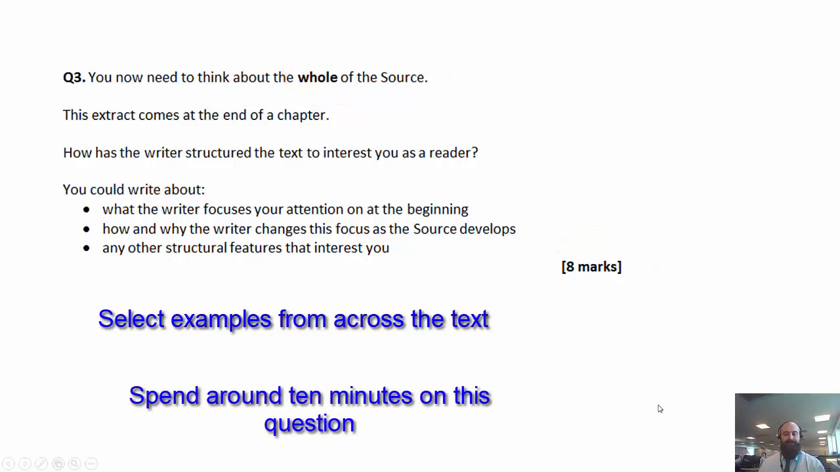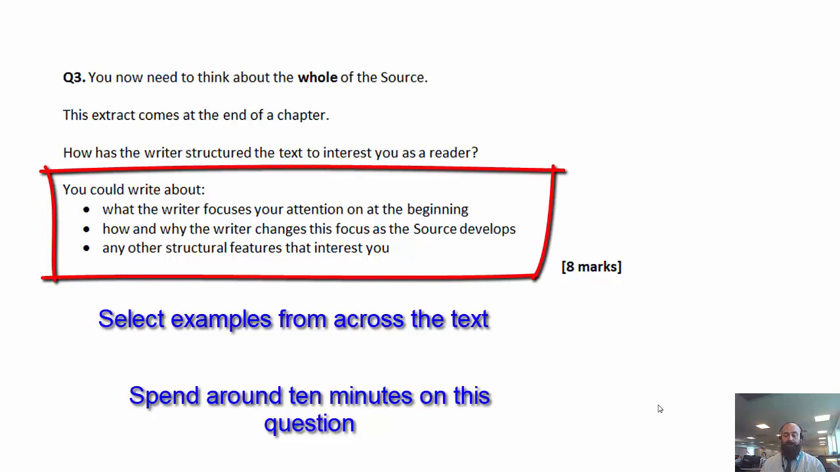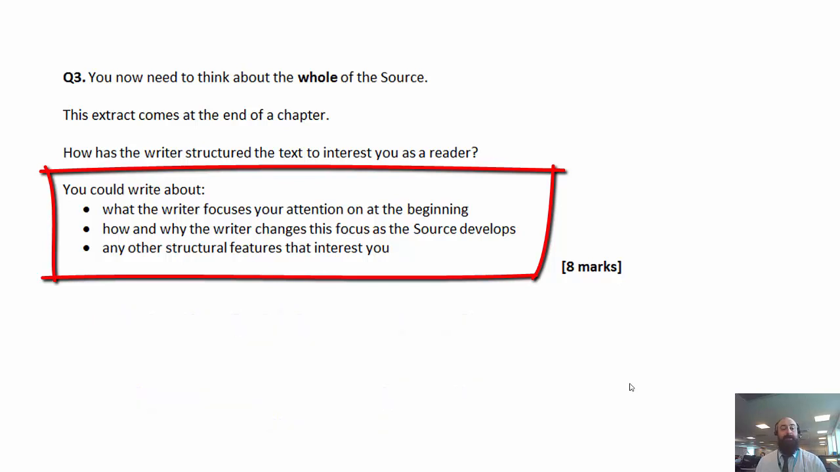And as you can see, as usual, the question has got some pointers here to help you out. So it tells you could write about what the writer focuses your attention on at the beginning, how and why the writer changes the focus as the source develops, and any other structural features that interest you. And this is really good advice, so it's worth reading those points before you start the question. I think the most important point made there is the why the writer changes focus as the source develops. So we'll talk about that when we get into an example.